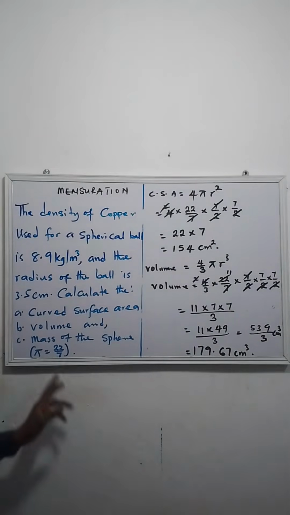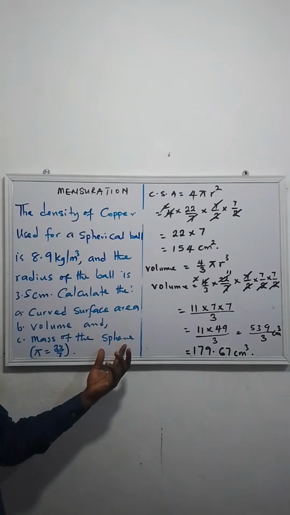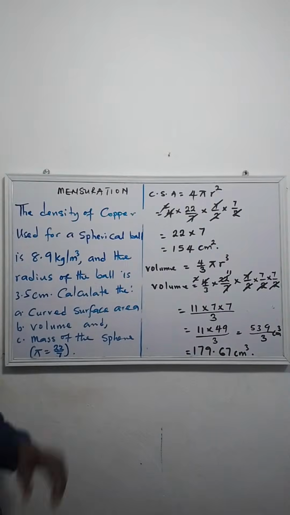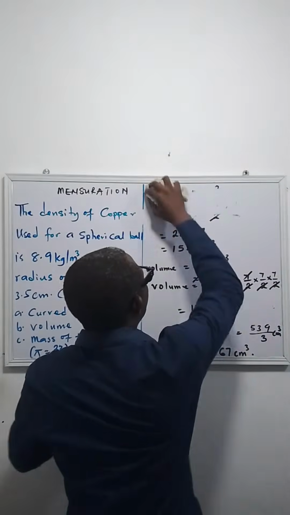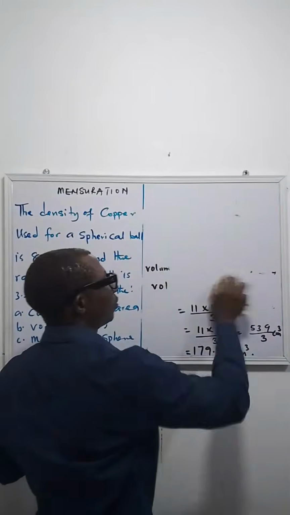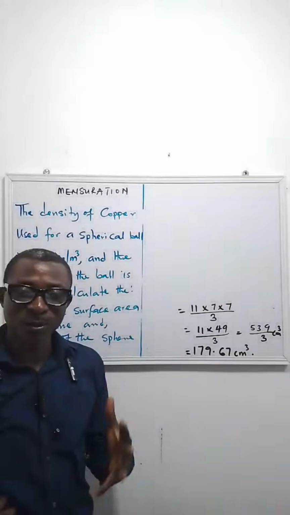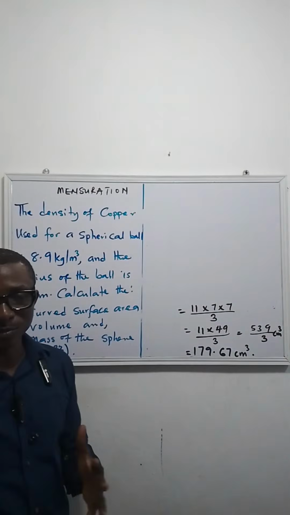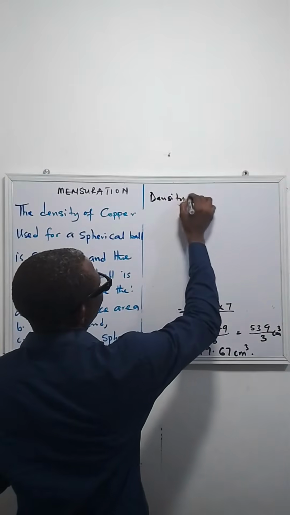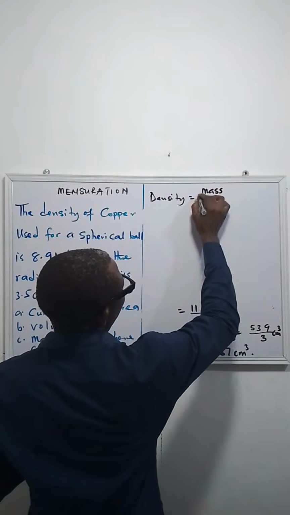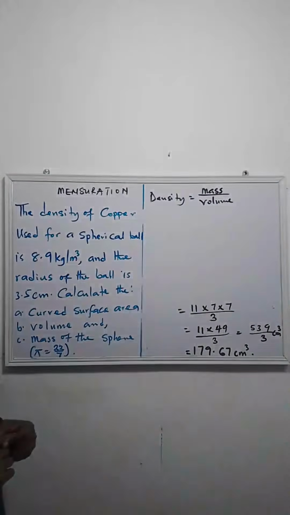Okay, so the last part of this question, you have to calculate the mass of the sphere. The mass of the ball. That is what we want to get now. So how do we get the mass? We have to quickly recall that density is mass over volume. So density of a material is the mass per volume.